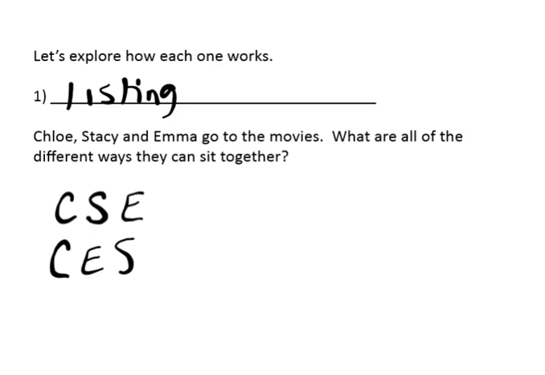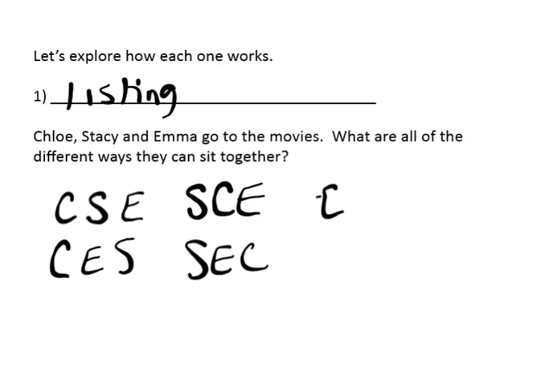What if Stacy sits down first? Then you could have Stacy followed by Chloe and then Emma, or it could be that Emma wants to sit in the middle, so it could be Stacy, Emma, Chloe. And then we have the possibility of Emma sitting down first. So Emma could sit down first, followed by Chloe in the middle and then Stacy on the other end, or it could be Emma and then Stacy and then Chloe. So these are all of the different ways the girls can sit together at the movies, and we can see that there are 6 different ways.